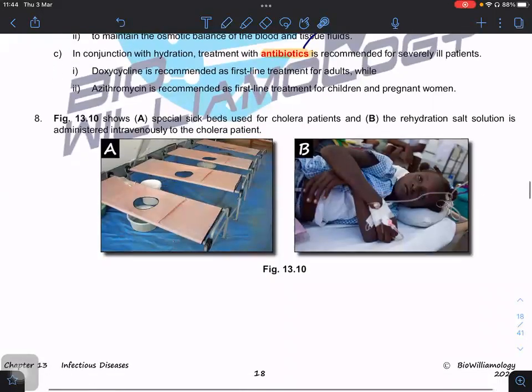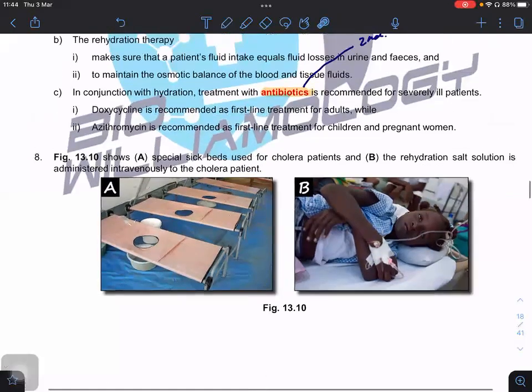So you can see the sick bed, they purposely open a hole here. Why? Because of the diarrhea. It's not like they can go to the toilets, okay? You won't have enough toilets, right? Because it's an outbreak, okay? And then you can see the IV drip, okay, for the antibiotics and also the rehydration salts.